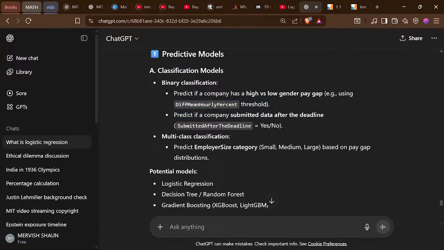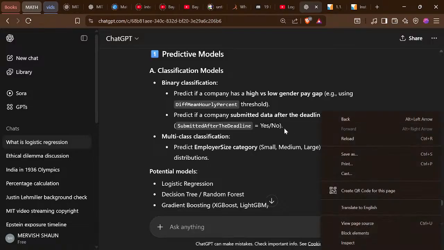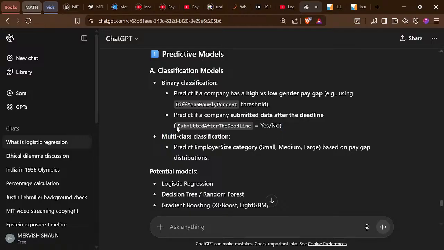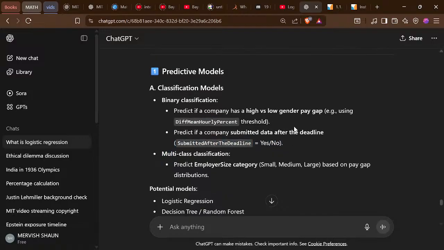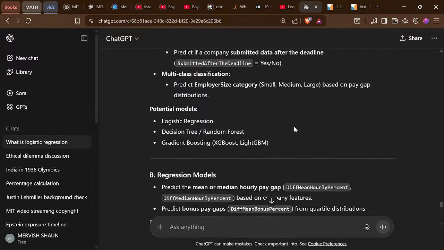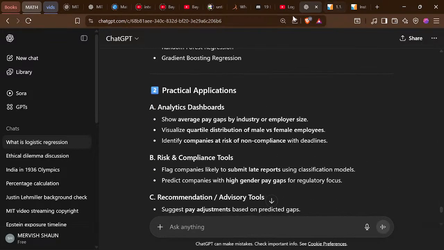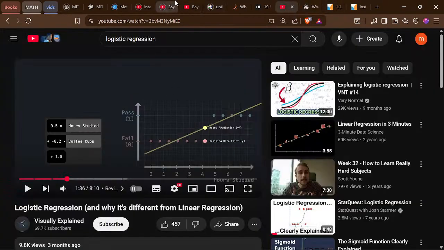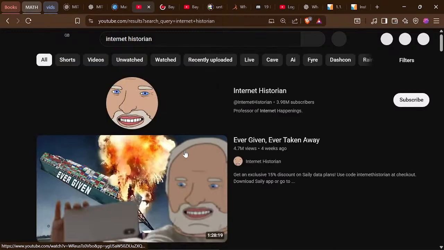What does that mean? Predict if a company submits data after deadline. Submitted after deadline: yes, no. Classification model, regression model. So what are all the types of models? Let's, before we go into it. Yeah, I need to work on the sigmoid function.